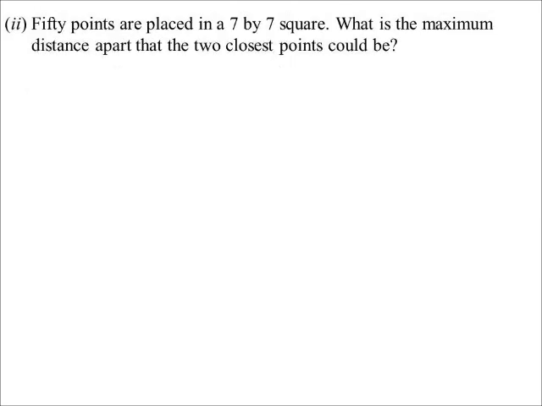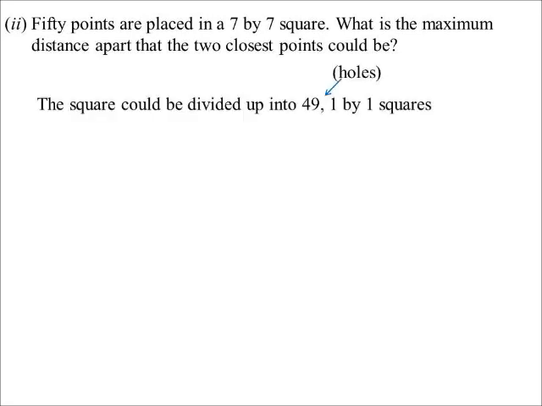Let's look at this one. 50 points. We're going to put them in a 7 by 7 square. What's the maximum distance apart the 2 closest points could be? Well, this square I could divide up into 49 1 by 1 squares. And so we've got a big square, 7 by 7.